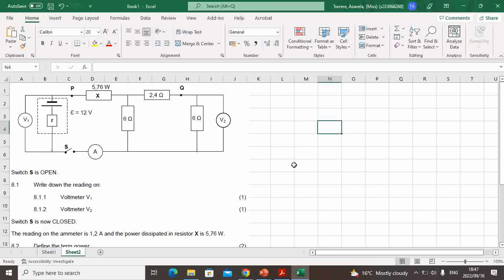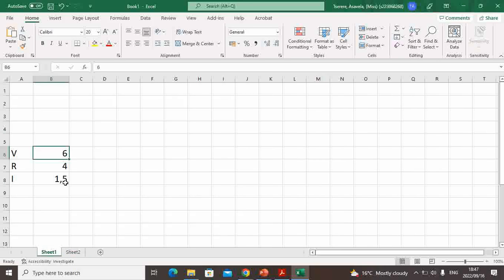Before solving any problems, I would like us to first do a recap. We will start by defining Ohm's law. Ohm's law states that the potential difference across the conductor is directly proportional to the current that flows in the conductor, provided that the temperature remains constant.